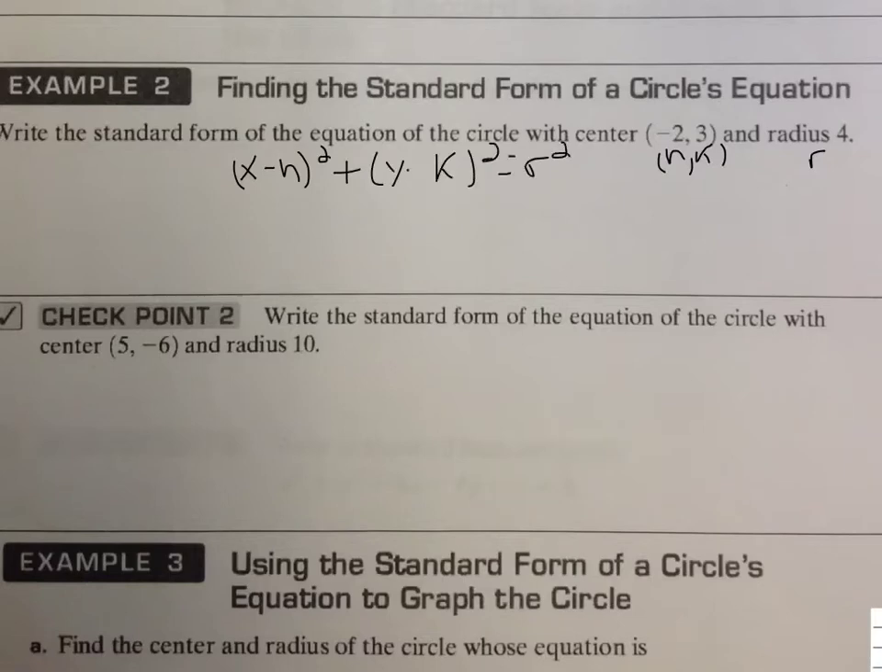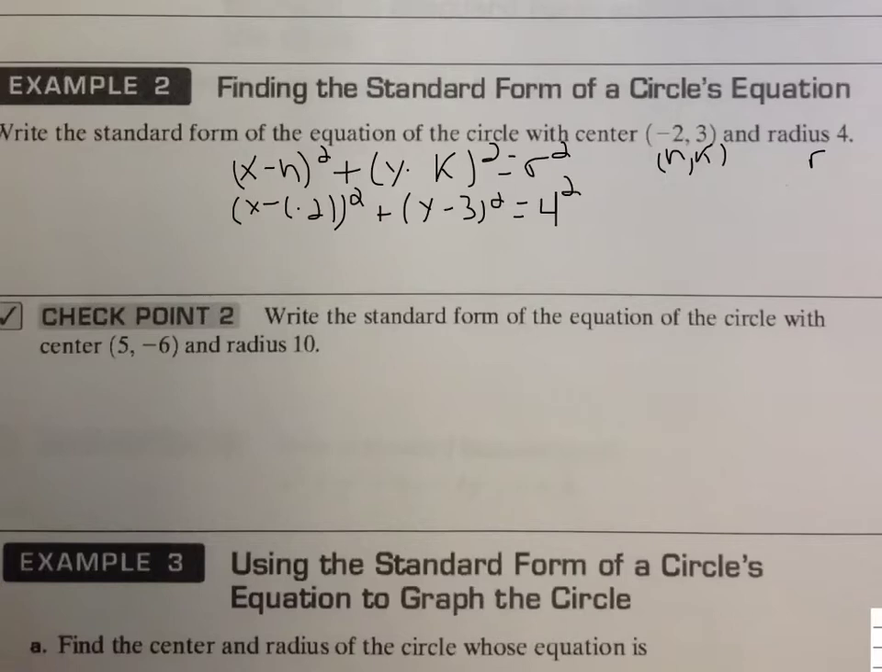We plug in the h and the k, and notice I got a -2 here, so my formula says x minus a -2, and that's going to be squared. And then for k, I got a 3, so it's just y minus 3 squared. And my radius is 4 squared.